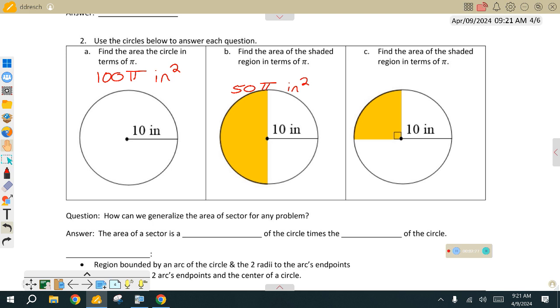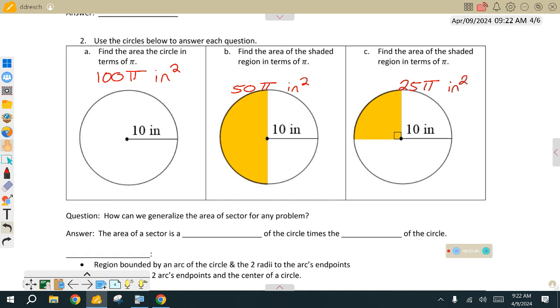And what's that last one? I mean, you immediately need that, right? Nothing crazy off there. It's immediately 25 pi, because why did you say 25 pi? It's a what? It's a quarter. It's a quarter of a circle, right?